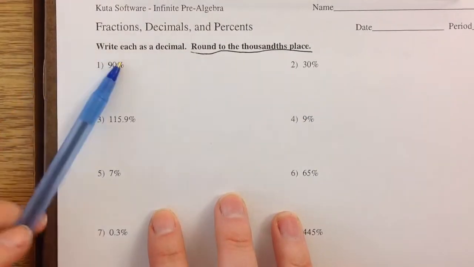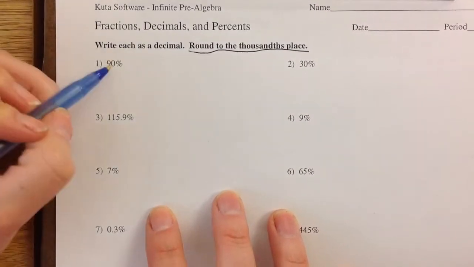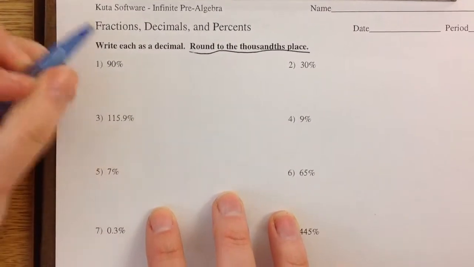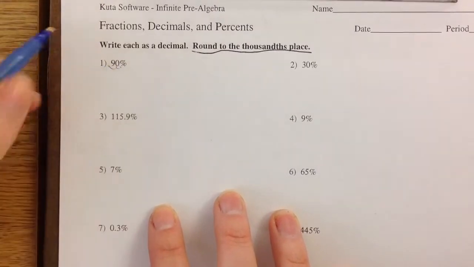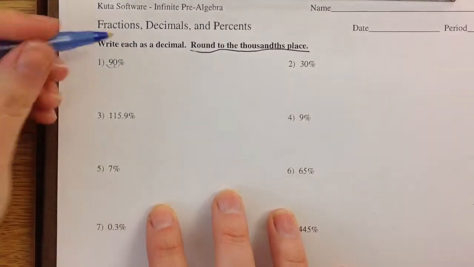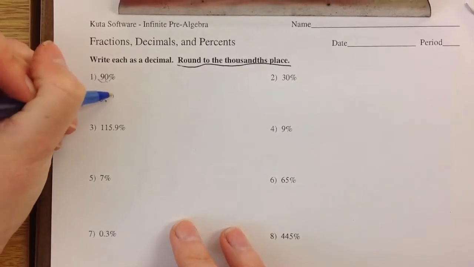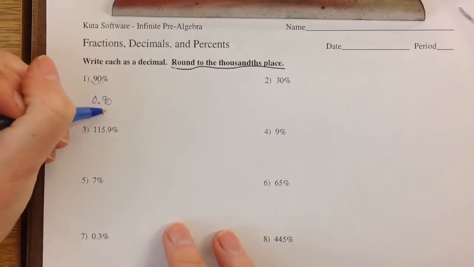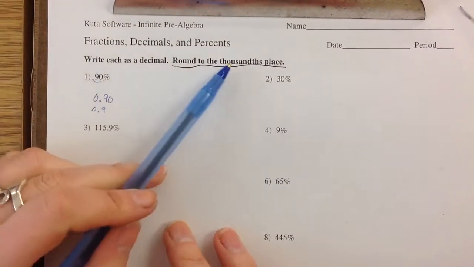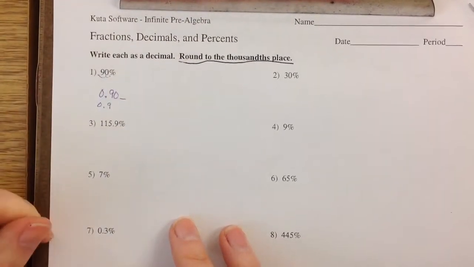This last part, all we're going to do is write each as a decimal and then round to the thousandth place. So remember, when you're converting from a percentage to a decimal, all you're doing is sliding that decimal place over twice. Always twice, no matter what it is. So in this case, 90% will become 0 and 90 hundredths, or 0 and 9 tenths. The thousandths place isn't represented here, so we don't have to worry about it.